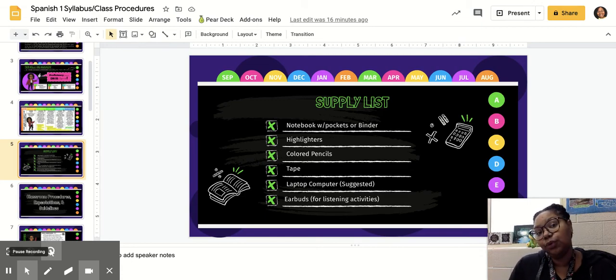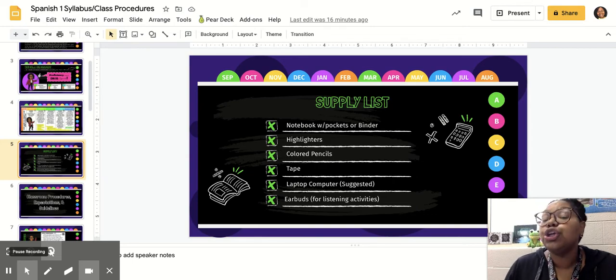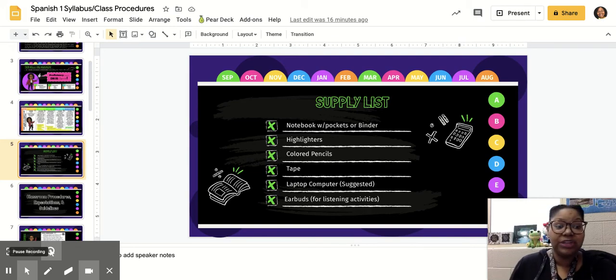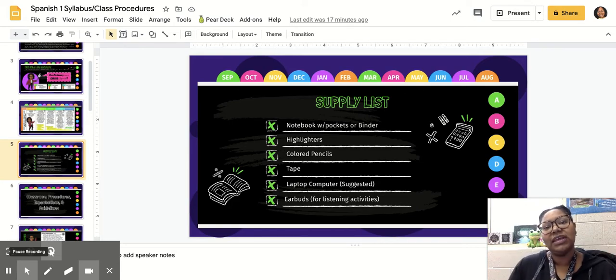You're going to need to keep your information organized, because if you keep everything in a notebook, it's easier to have it organized, and that is your study guide. Whenever you are studying for a quiz or a test, you will go back to your notebook. You will have to review your notes and the practice activities that we did in class. And that's how you prepare for the test, okay? Because when you get your test or your quiz, everything is going to be written in Spanish, and you're going to need to be able to respond in Spanish, okay?